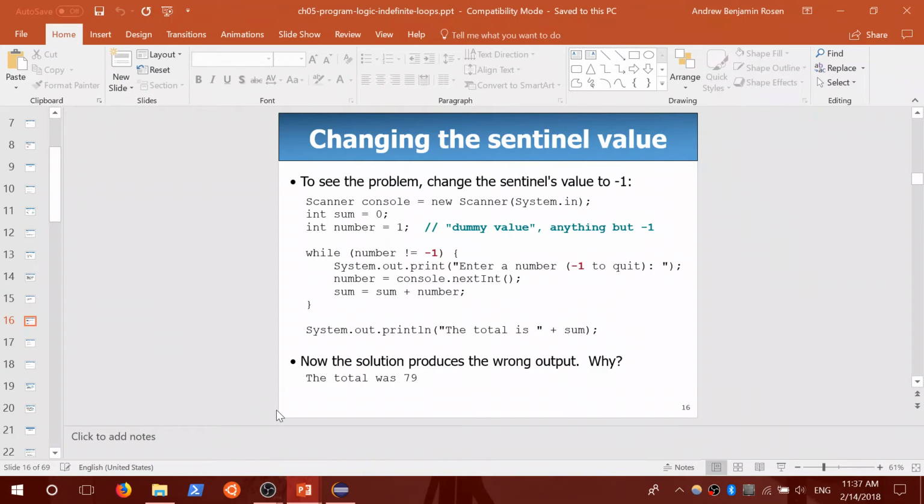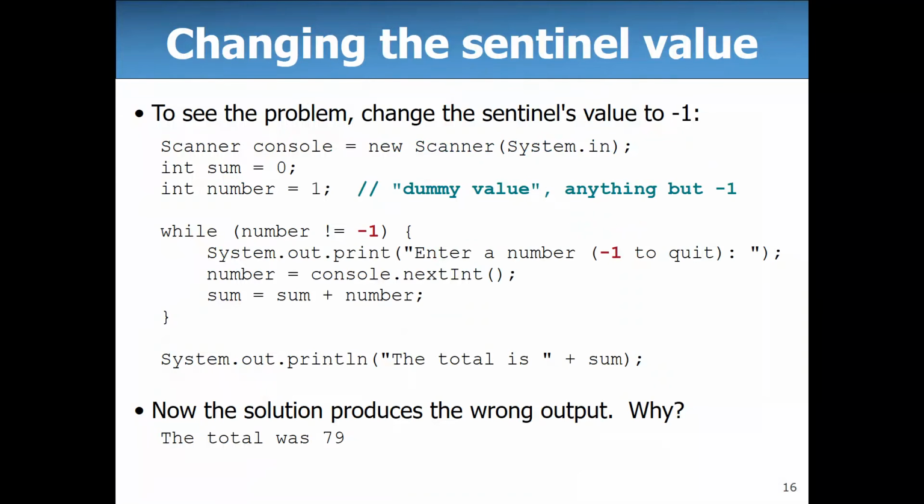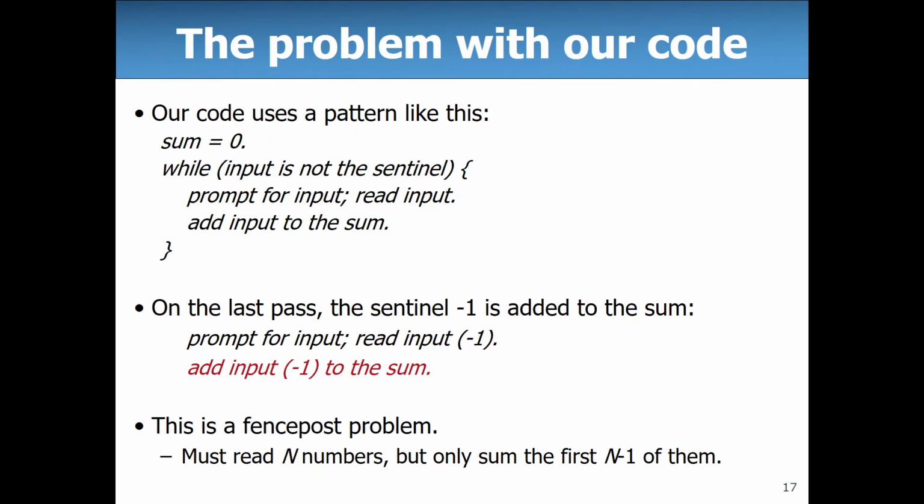Right? So our code uses a pattern like this. Sum is equal to 0. While the input is not the sentinel, ask for the input, get the input, add it to the sum. On the last step of it, the sentinel -1 is added to the sum because we prompt for input, we read a -1, and then we add a -1 to our sum.